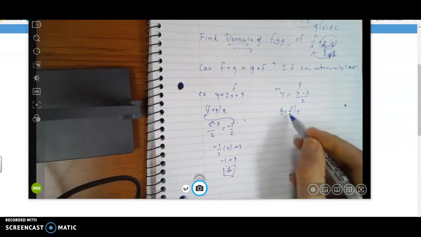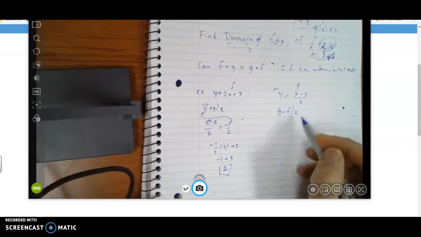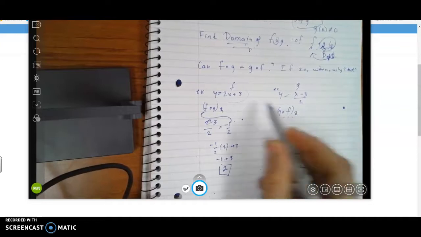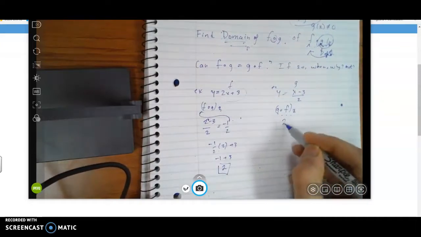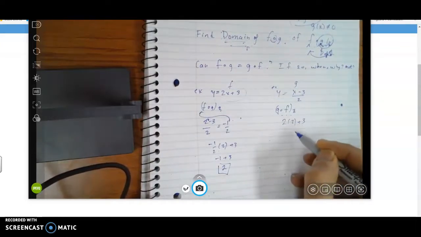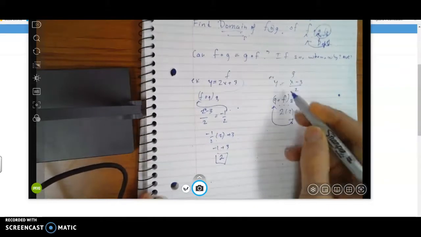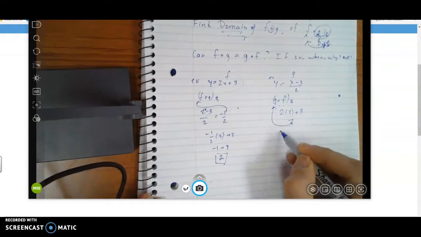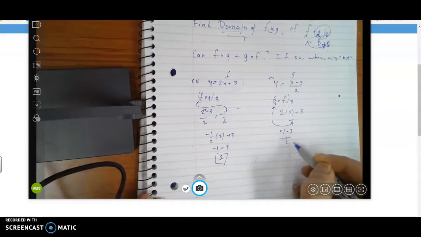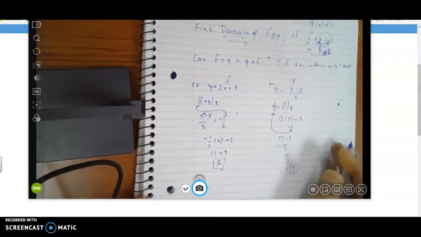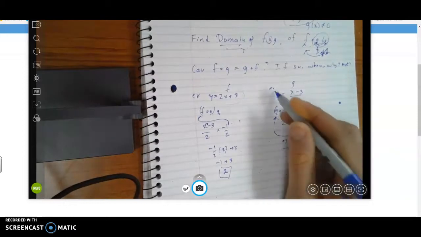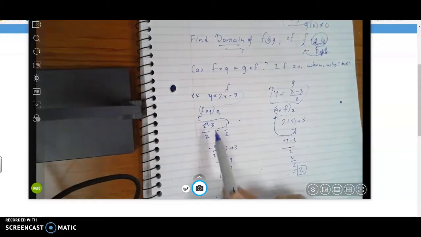Now we're going to do g of f of 2. So we do that, we put 2 into f. F is over here. So we're going to get 2 times 2 plus 3, and we're going to get 7. And then we put 7 into g. So what does g tell us to do? Well, we do 7 minus 3 over 2, and we get 4 over 2, which is 2. So in this particular case, I made this special. F of g of 2 and g of f of 2 are both equal to 2.